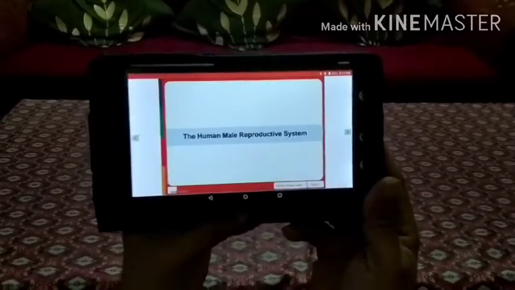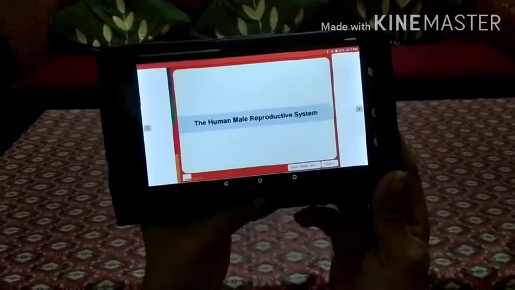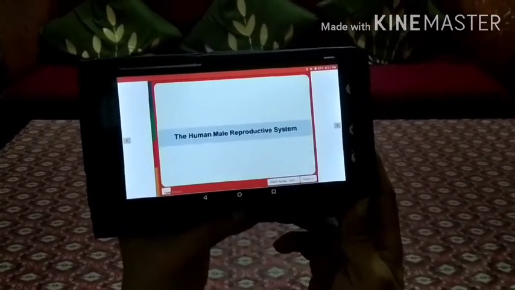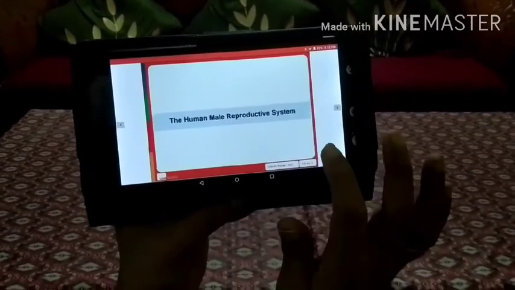Students, today we are going to revise what we have studied last week. For revising, I am going to show you one CRS in which we will discuss male reproductive cells and the male reproductive system. Okay. So students, we are discussing the human male reproductive system.